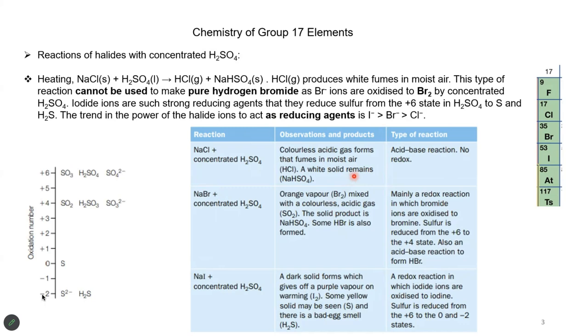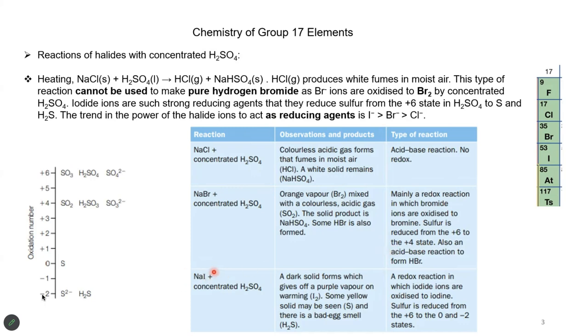We talked about acid-base reactions and redox reactions earlier in our lectures. Well, in the case of sodium bromide and concentrated sulfuric acid, you get orange vapor, that is bromine, and then a colorless acidic gas, which is sulfur dioxide. It is mainly a redox reaction in which bromide ion is oxidized to bromine, and sulfur is reduced from the +6 oxidation state to the +4 oxidation state.